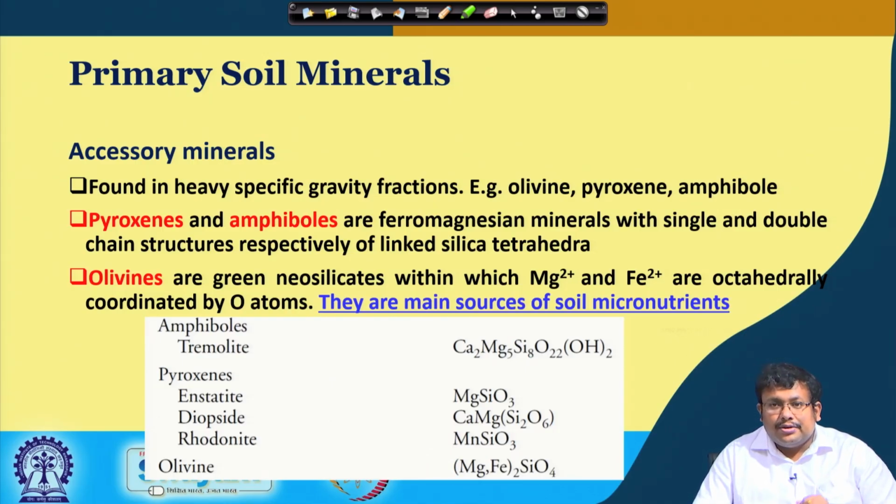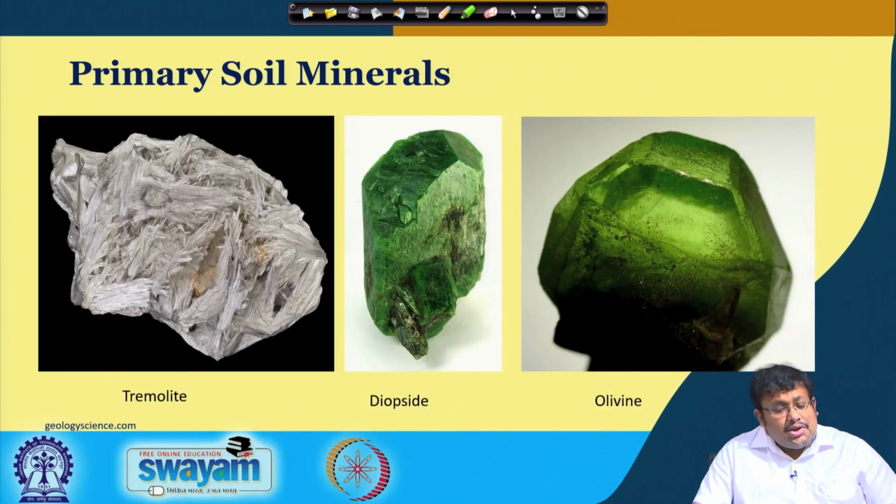these magnesium and iron are major micronutrients for plant growth. Some examples are given here. Tremolite is an amphibole which has this formula, and it also contains calcium and magnesium. Pyroxene examples given are enstatite, diopside and rhodonite. The formulas are given here. Olivine is a ferromagnesian mineral, so iron and magnesium are there, and this is the formula of olivine. So, let us see some pictures of these minerals.